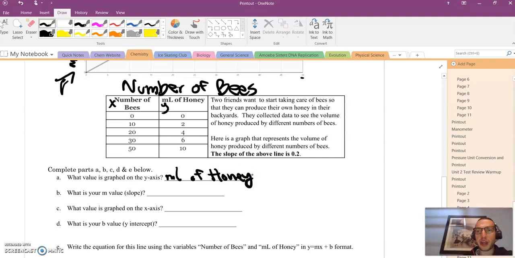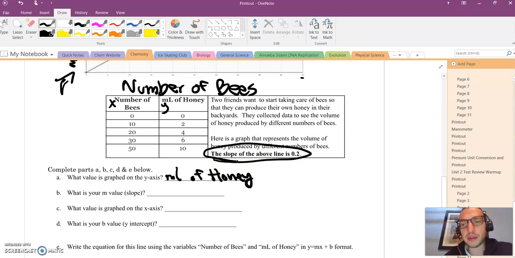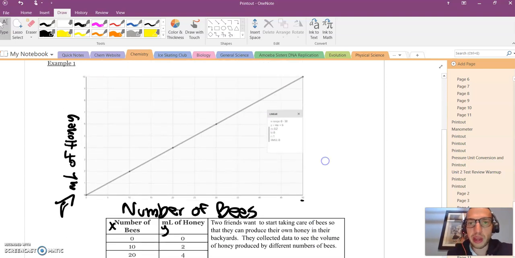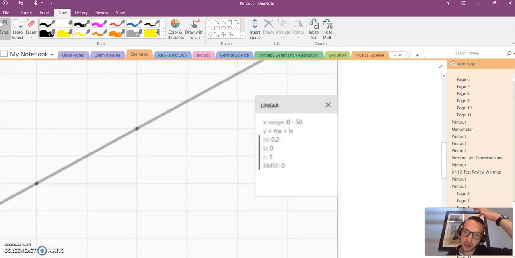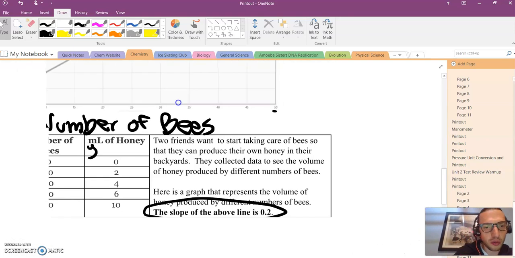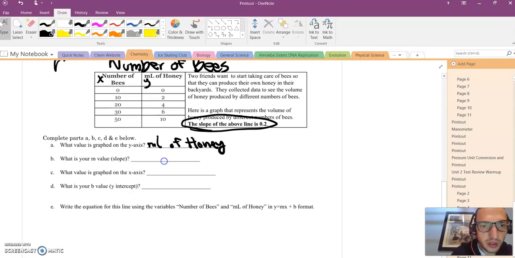Next question, what is your m value or your slope? So I actually tell you over here the slope of the above line is 0.2, but sometimes you won't have that. So you need to use this data, and you will learn later how to use software on your computer to plot some points from some experiments and get this data automatically generated. So your m over here is listed as 0.2. That is going to be your slope. So you're just going to write 0.2 over there.